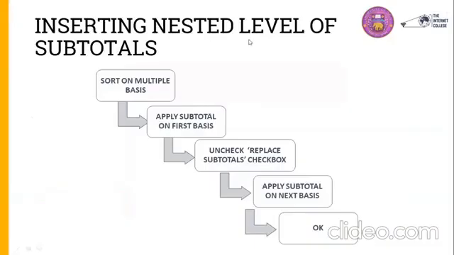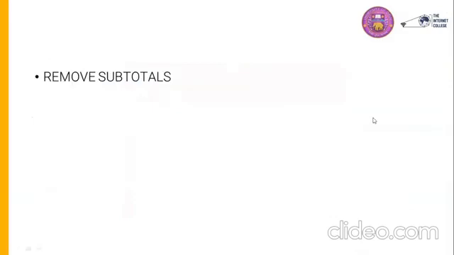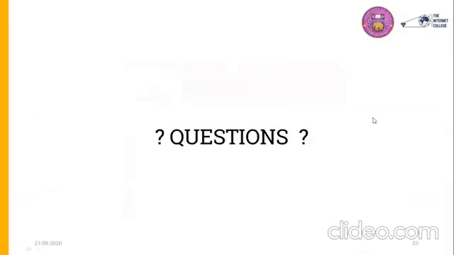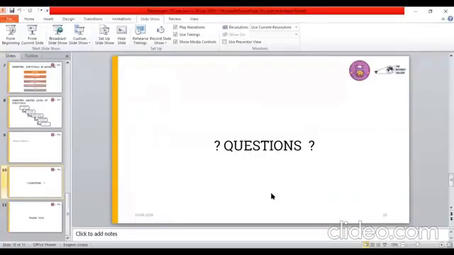Now I'll just quickly show you the slide once again for the nested level of subtotals. Sort the data on multiple bases, apply subtotal on the first basis, uncheck the Replace subtotal checkbox, apply subtotal on the next basis, and click on OK. Removing subtotals I have already told you. So that is all that I wanted to cover. Your questions are most welcome. Anything that you want to ask, please feel free to do so.